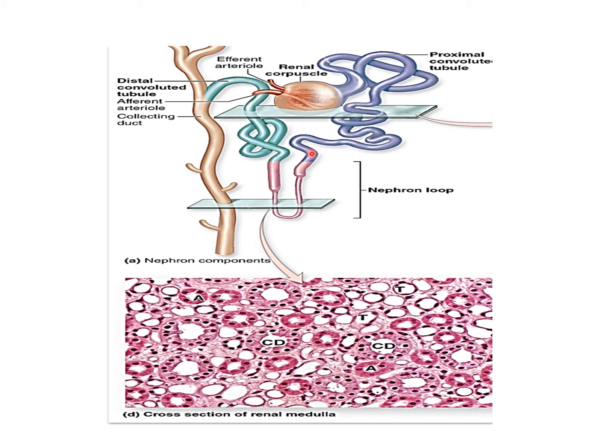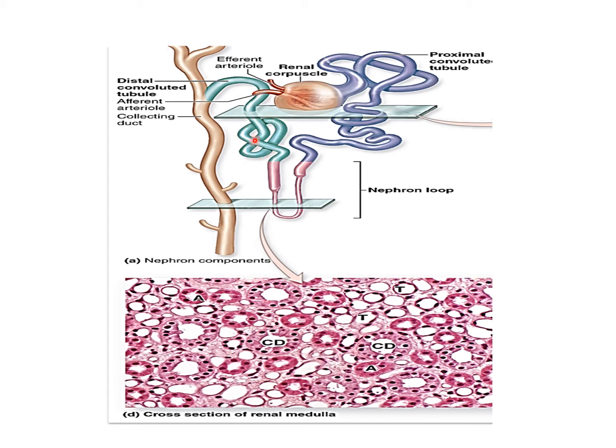This part is attached to the thick descending limb of Henle's loop, and the thick descending limb is attached to the thin descending loop of Henle. On the other hand, there is the thin ascending and thick ascending loop of Henle. At last, there is the distal convoluted tubule.